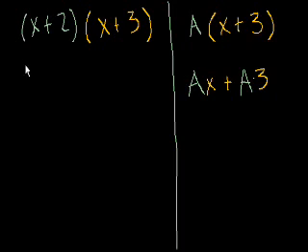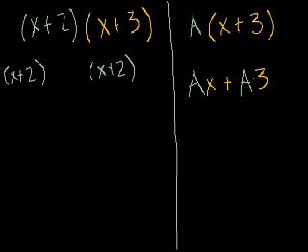So let's do that. You get x plus 2 times x plus x plus 2 times 3. Does that make sense? If that looks a little confusing, just pretend like that x plus 2 is the a in this example, and all we did is we distributed it across that x plus 3. And now it becomes a pretty straightforward problem.